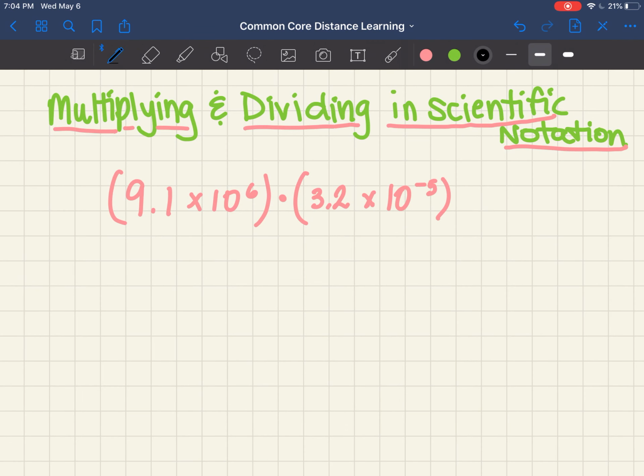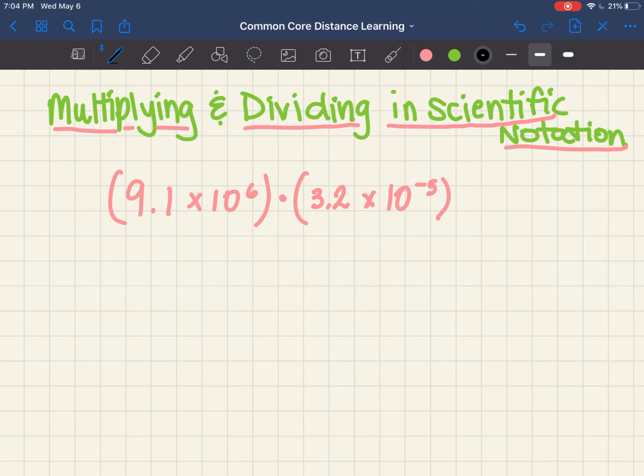Today we talked about multiplying and dividing in scientific notation. This is something that is used by scientists and other people that work with big numbers, because it's a lot easier to multiply and divide very large or very small numbers in scientific notation rather than multiplying and dividing those numbers in standard form.